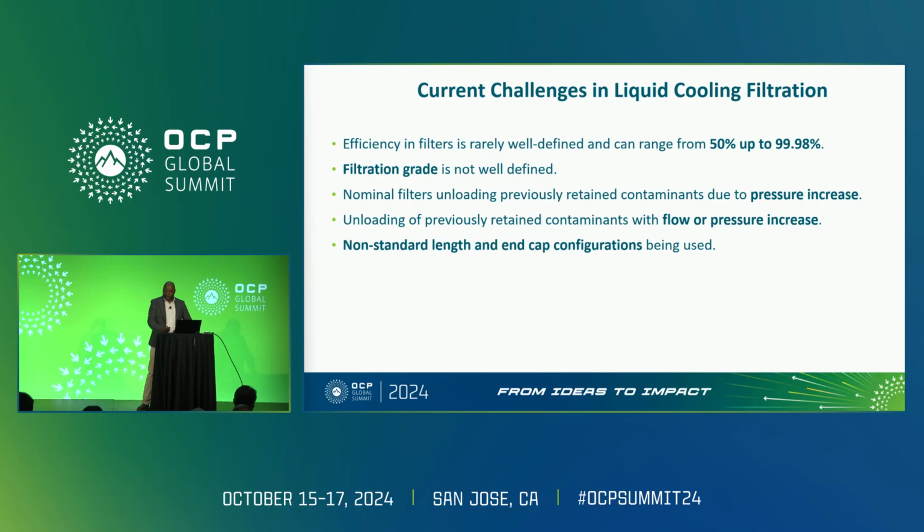I'm rushing a bit now, I've only got a few minutes. So, current challenges: there's a lack of definition with regards to efficiency, and this can lead to inconsistent results when it comes to performance. A lot of vendors as well, CDU vendors, are confused on what micron grade they should be using and why they are using certain micron grades.